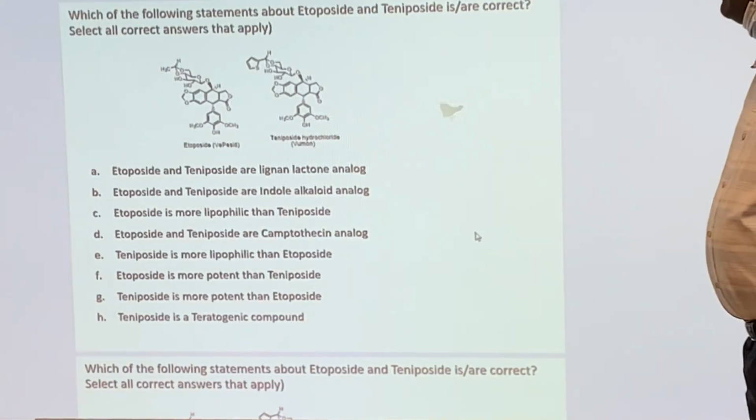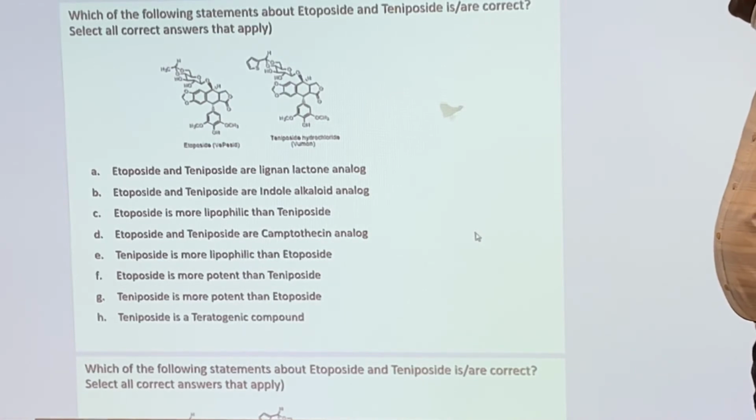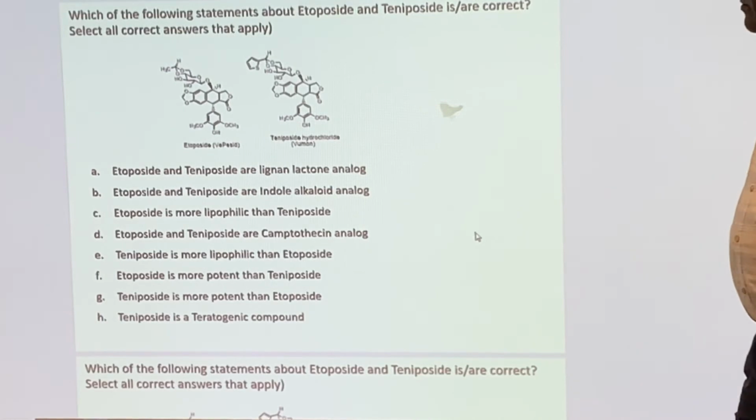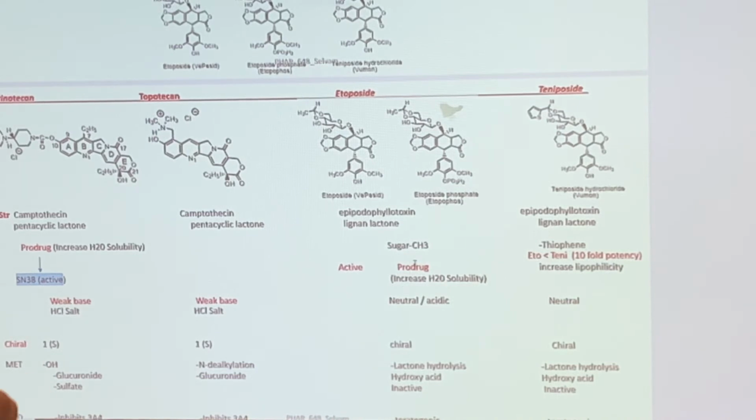Both are lignan and lactone analogs, so A is right, it's not an alkaloid. Which one is more lipophilic, etoposide or teniposide? Regarding lipophilicity and potency, when they make teniposide, it's a thiophene group that is attached. Instead of a methyl here, there is a methyl group, and this methyl group is replaced with thiophene.